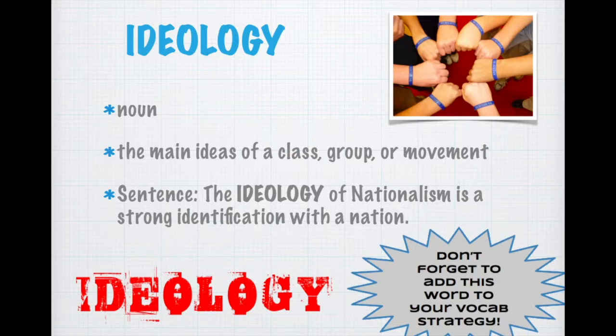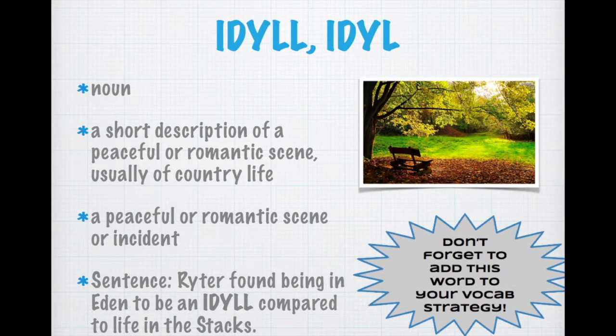We really only have one more word that uses this root. However, we do have two more roots that we're going to work through. At the end of this lesson, you'll have a total of 11 words. The next word is idyll, and you'll see that it's listed as two different spellings on this slide. It can be spelled either way. It is a noun, and it means a short description of a peaceful or romantic scene, usually of country life, or a peaceful or romantic scene or incident.